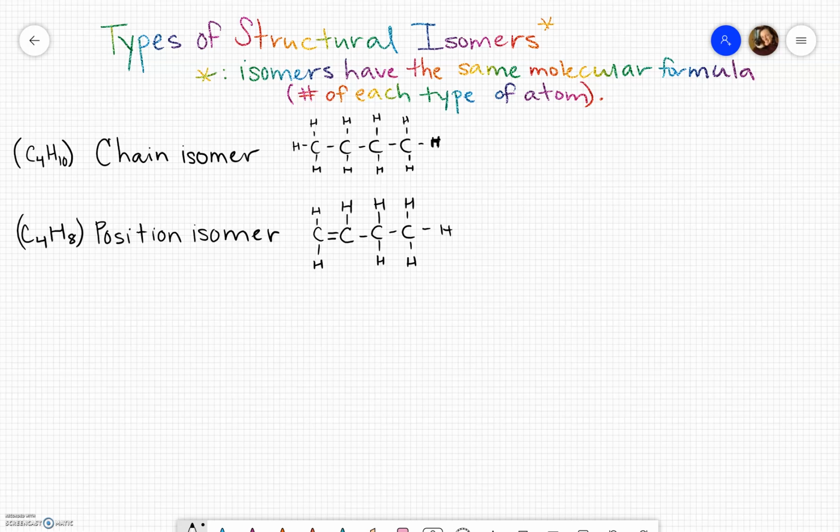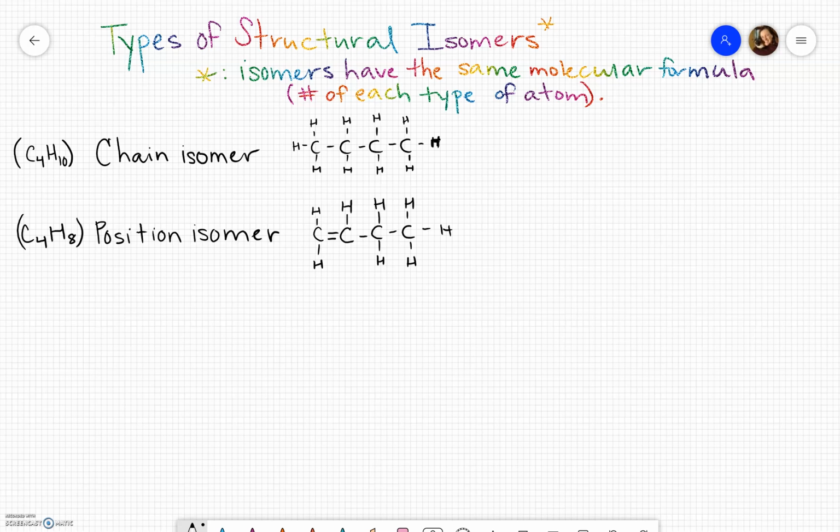We've talked about two types of structural isomers so far. And remember, an isomer is an organic molecule that has the same molecular formula, which means they have the same type of atoms and the same number of each of those types of atoms within the molecule, but they're put together differently. And when they're put together differently, they end up having different ways that they react and the ways that they behave in a physical manner as well.